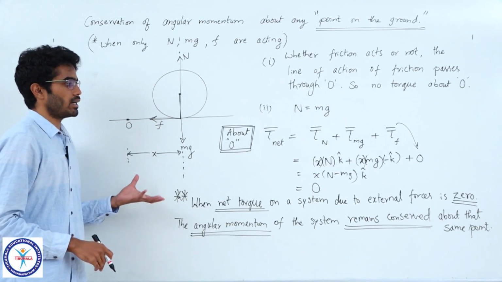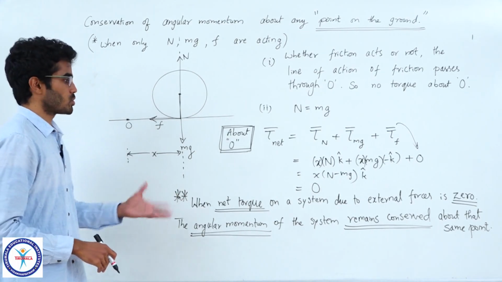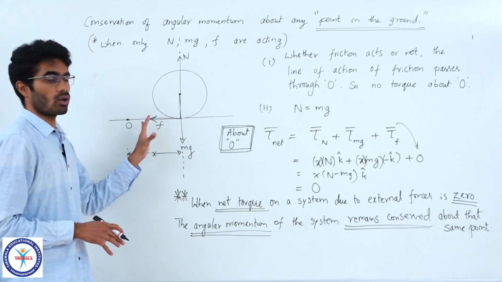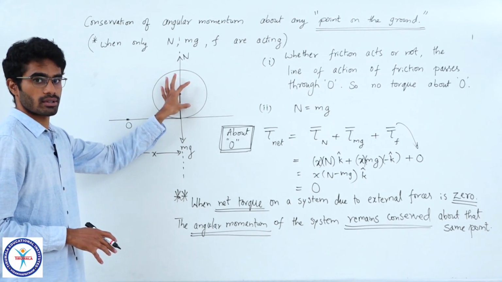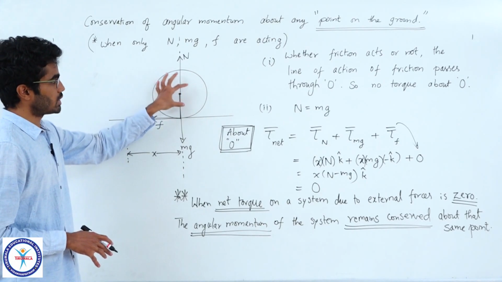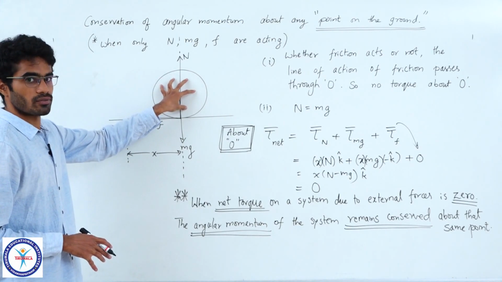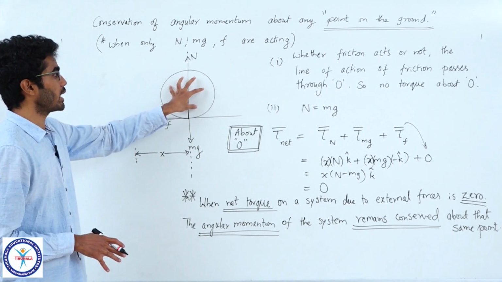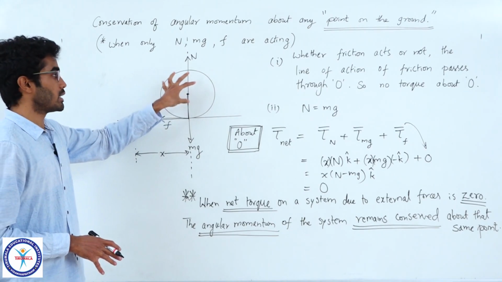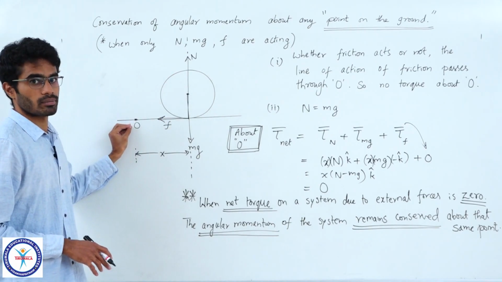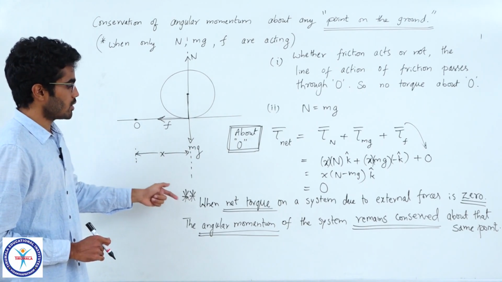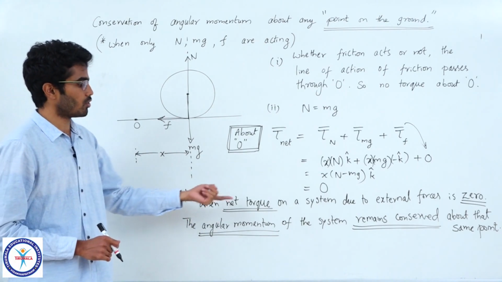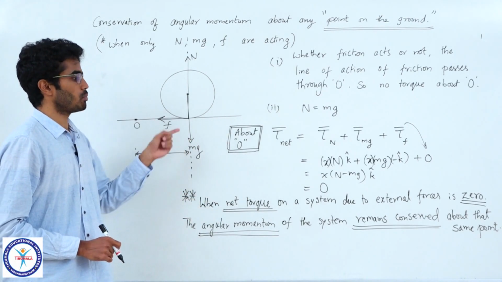So, what is the idea about this whole discussion? If the torque about this point is 0, the torque acting on the system, our system is this sphere. So, if the torque acting on this sphere about this point is 0, that means you can say the total angular momentum of this system is conserved about the same point. Read this sentence: when net torque on a system due to external forces is 0, the angular momentum of the system remains conserved about that same point.